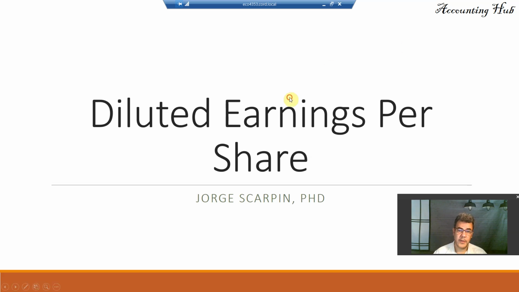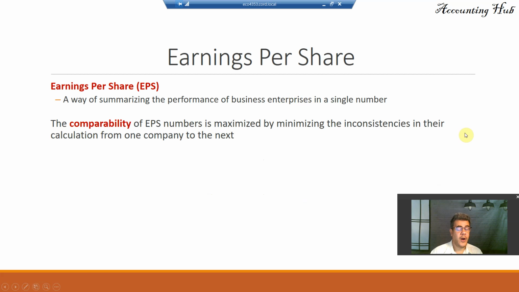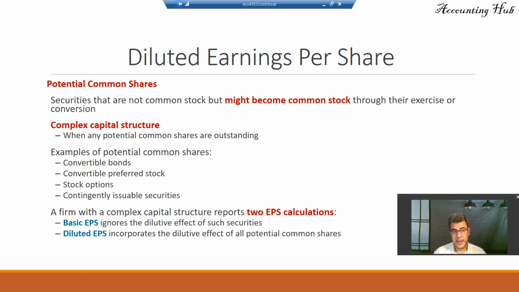So, what is earnings per share? A way of summarizing the performance of business enterprises in a single number. Comparability of earnings per share numbers is maximized by minimizing the inconsistencies in their calculation from one company to the next.